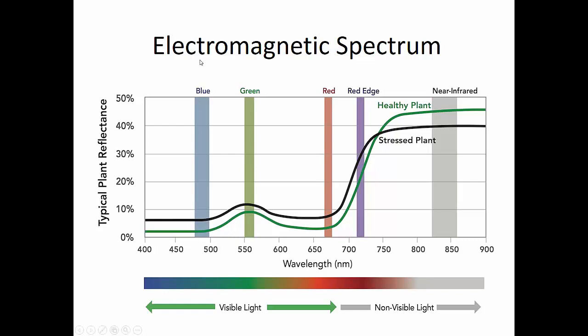So if we look here, red, green, and blue are the typical visible pieces that we collect. Near infrared is another one that's very common. And we might even throw in another one that's right on the edge in the electromagnetic spectrum of visible and non-visible light, and that's red edge. You can see here the separation between the reflectance of where they're at.